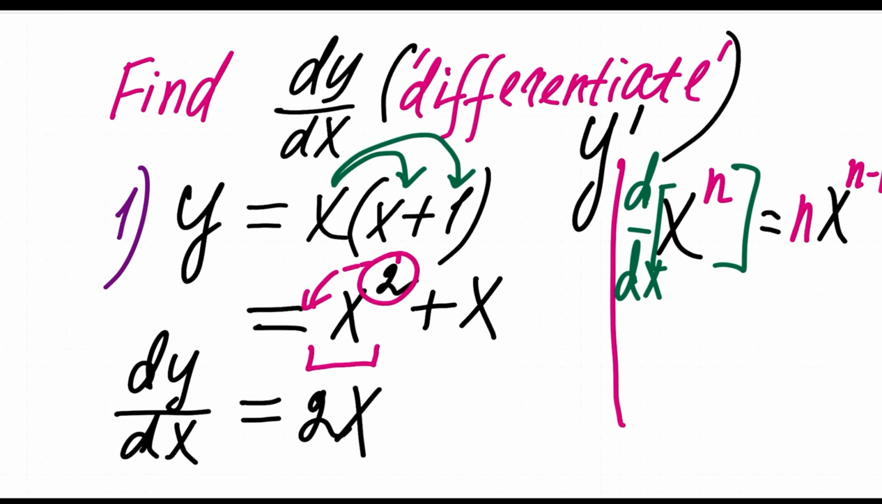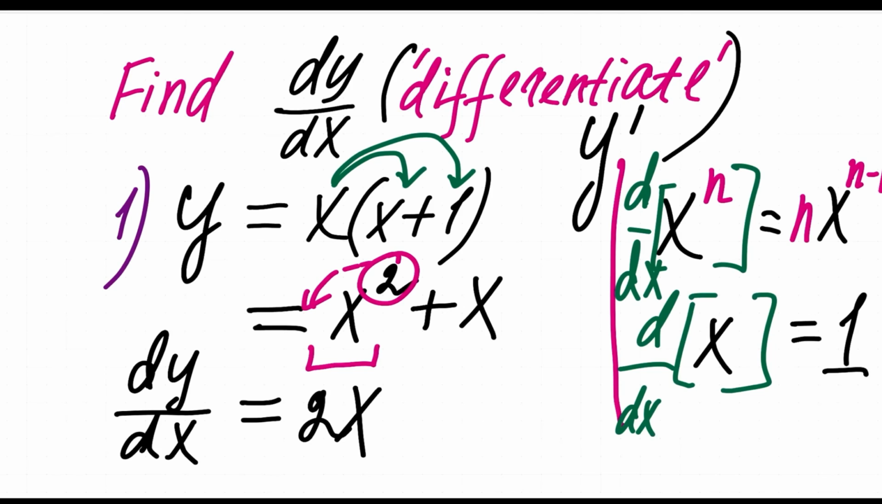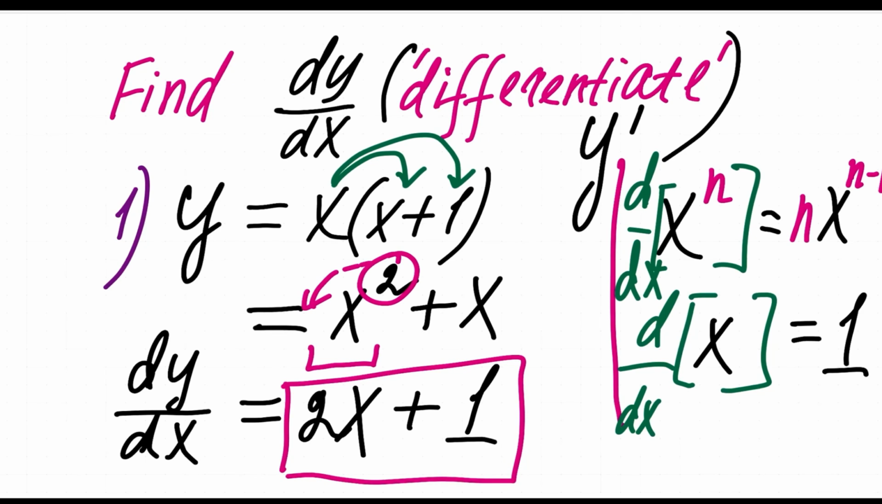Moving to the next term. All you need to remember is that the derivative of x is just 1. You could derive it from the power rule, but it's worth remembering as a separate rule. So you are left with 1 instead of the second term. And that's going to be your final derivative for this one.